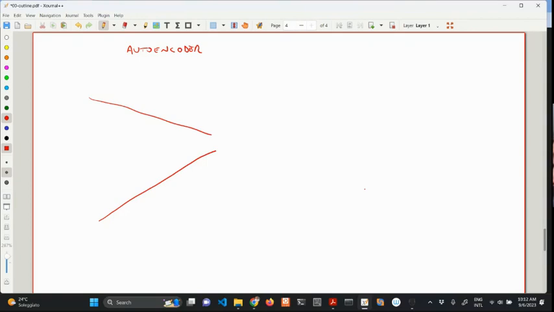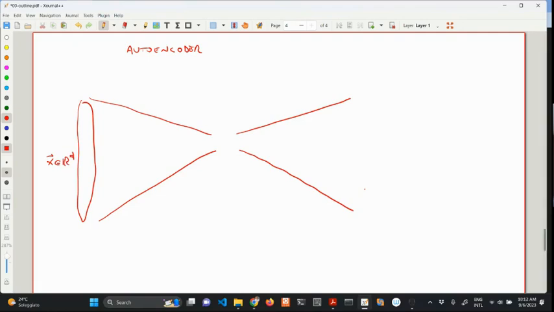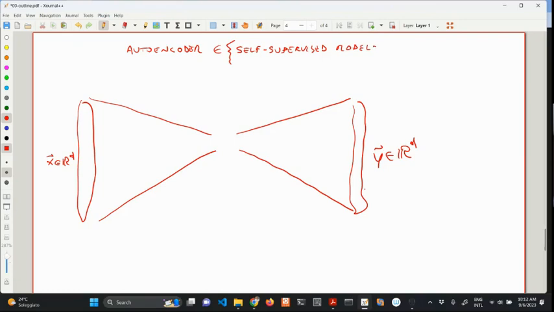Sort of this funnel shape, and then you reverse the funnel in such a way that the dimension here is the same as the dimension here. And in this way, you can train this kind of architecture in a self-supervised way. So this means that the autoencoder is a self-supervised model.